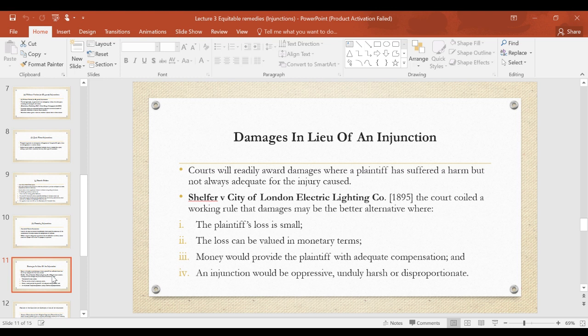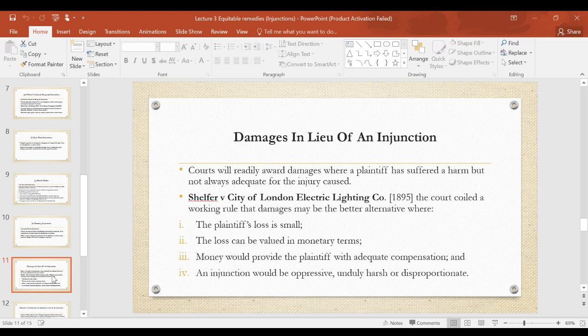So the court will not be prepared to award an injunction where damages is sufficient enough to remedy the plaintiff's violation of rights. So if the defendant has violated the plaintiff's rights, but the monetary compensation by way of damages is sufficient enough to provide remedy on the plaintiff's harm, then the court will not offer an injunction as either one of the reliefs or an alternative relief to the plaintiff's injury.